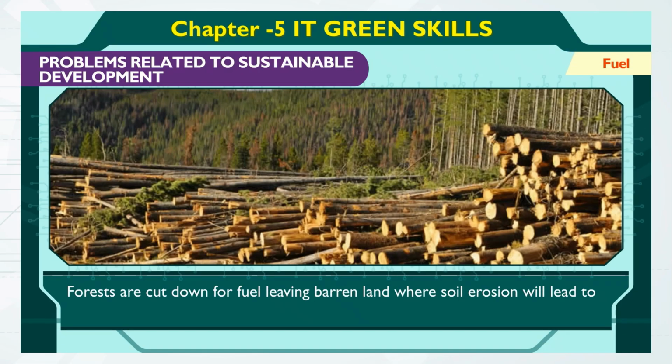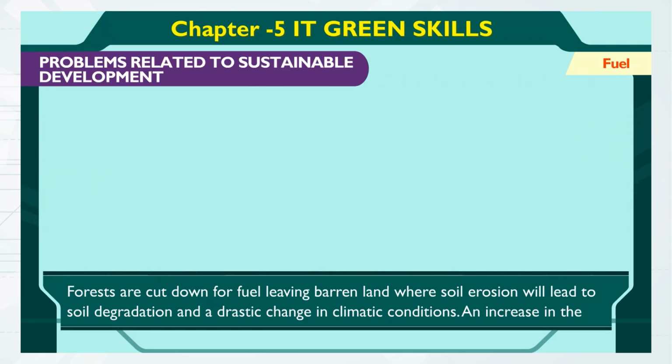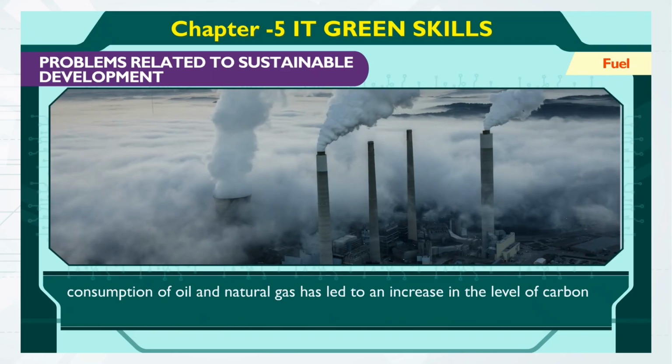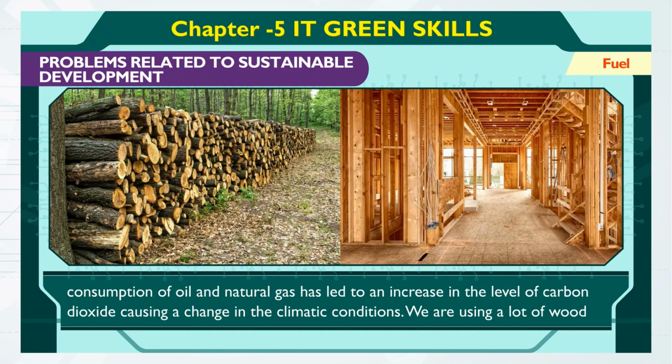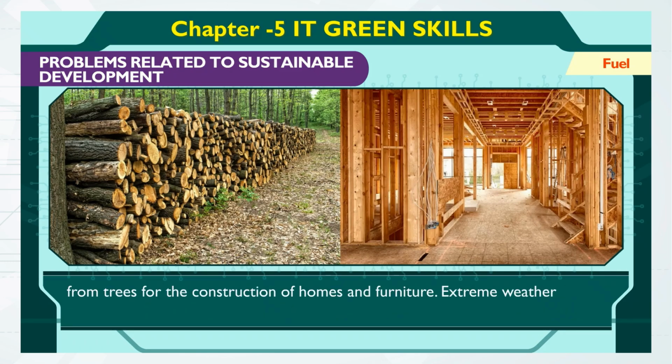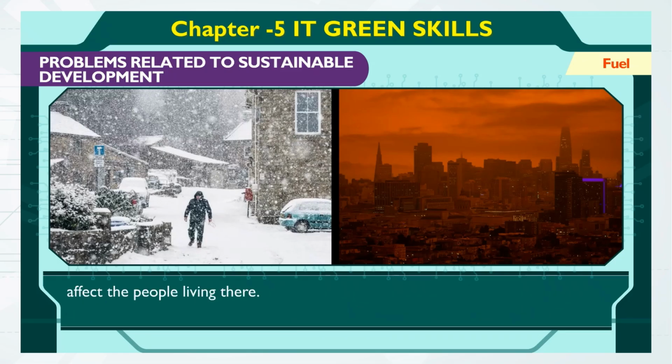Fuel. Forests are cut down for fuel, leaving barren land where soil erosion will lead to soil degradation and a drastic change in climate conditions. An increase in the consumption of oil and natural gas has led to an increase in level of carbon dioxide, causing a change in the climate conditions. We are using a lot of wood from trees for the construction of homes and furniture. Extreme weather conditions such as floods, extreme cold or heat are seen in many places, which affect the people living there.